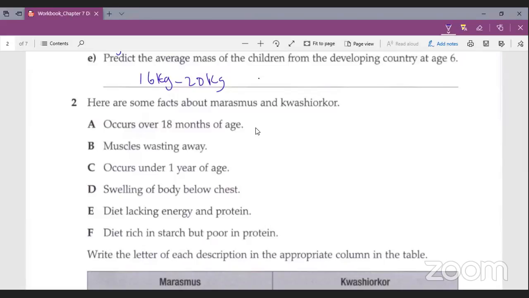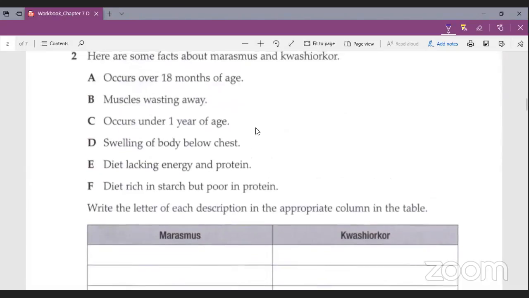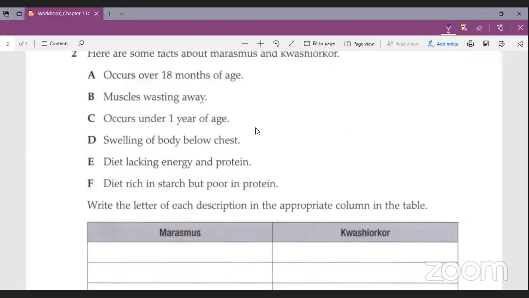Here are some facts about marasmus and kwashiorkor. Now it's saying you should put all these letters in the boxes provided for you. Now, A, which of these two occurs over age of 18 months? Type your answer quickly. The first to type will be the one who got the answer correct. Just tell me 18 months, so it's going to be B, marasmus happens around 18 months. Muscles wasting away. What kind of disease makes the muscle waste away?